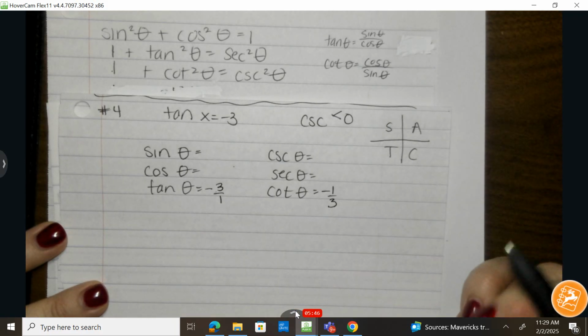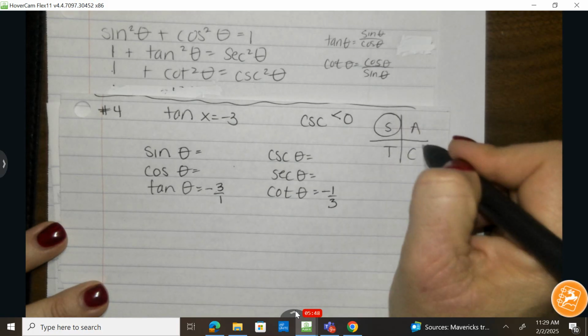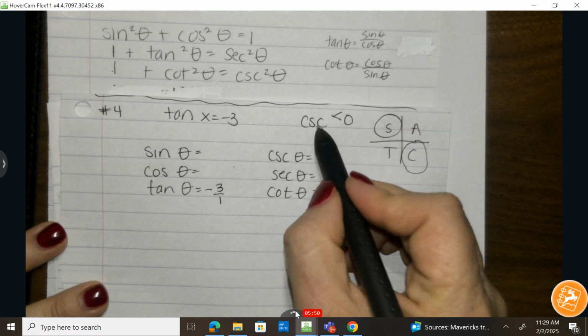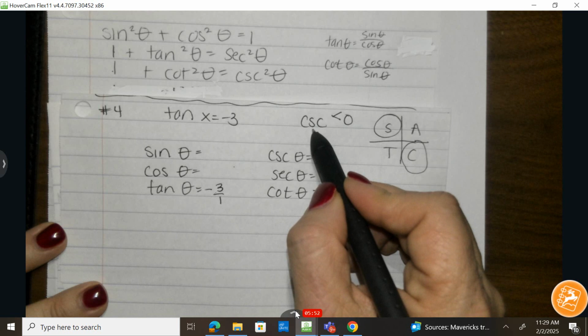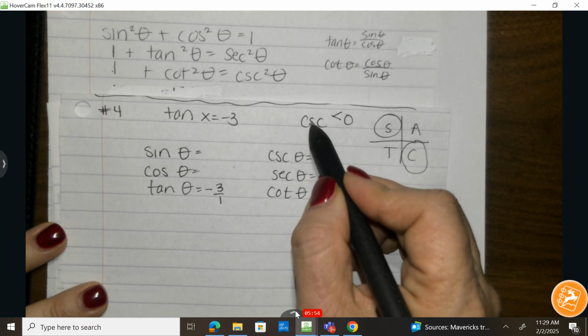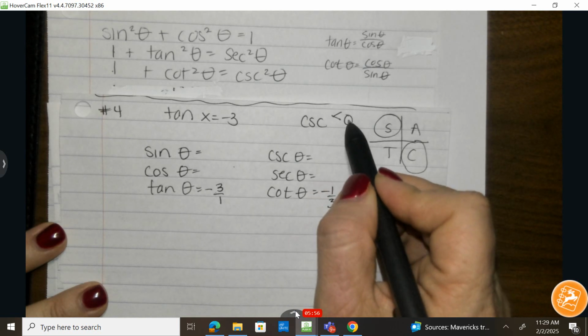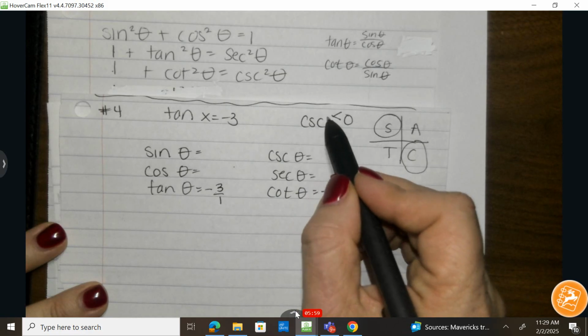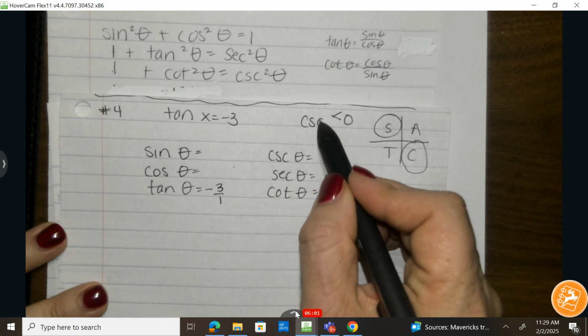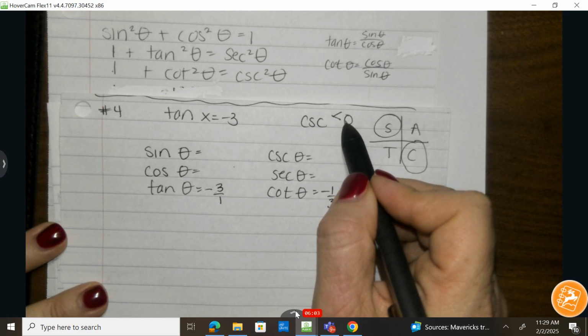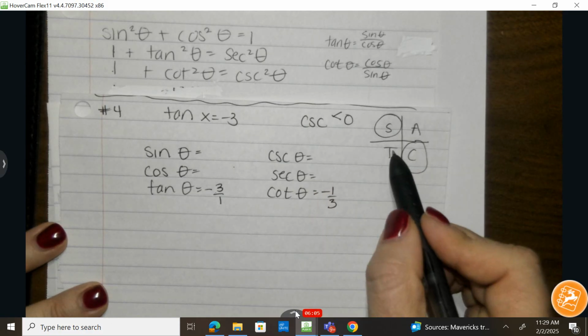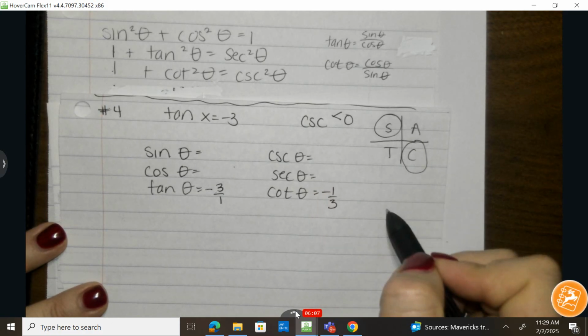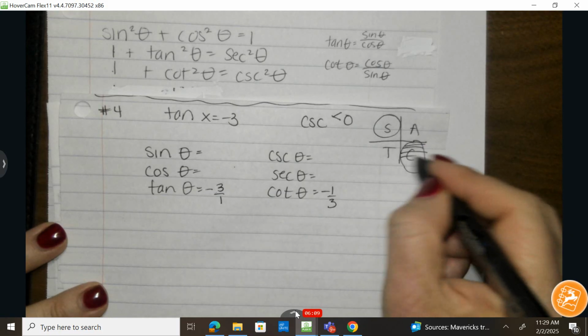Okay, where are tangents negative? They're negative in quadrant 2 and in quadrant 4. This says the cosecant. Well, that's a reciprocal of sine. So if the cosecant is less than 0, it's a fancy way of saying the cosecant is negative. If the cosecant is negative, it means its reciprocal, sine, is negative. Which one of these two locations has sine values that are negative? That would be quadrant 4.